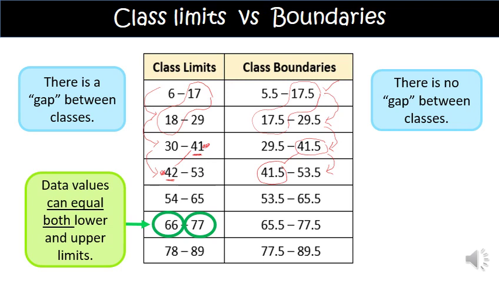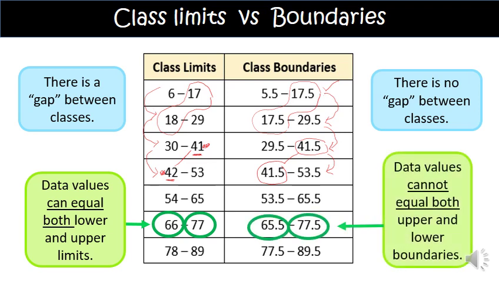Now, for our class limits, the data can have values that are equal to both. So in your data set, you could have values 66 and 77, and they'd both go into a class limit. So something that could equal both a lower limit and an upper limit. That sounds a bit strange, especially when you compare it to the boundaries, where data values can't equal both the upper and lower boundaries. The best way to understand this is to see it in a different display.